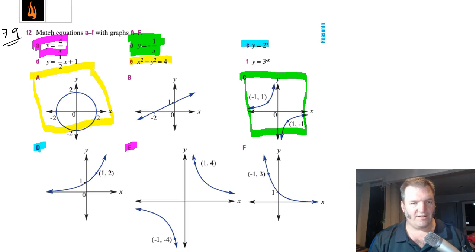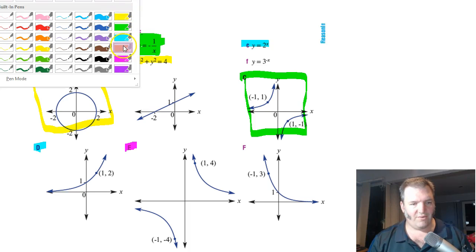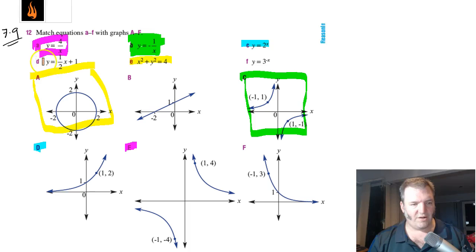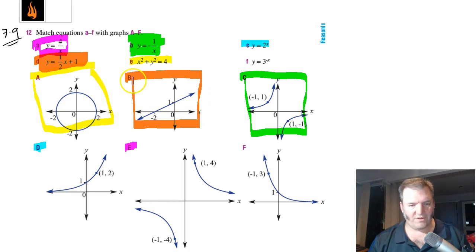We need a couple more highlighters here. There we go, let's find that one. An orange one. Y equals a half x plus 1. Oh my goodness, that's a straight line. That's way back to grade 8 and 9 maths. Gradient of a half, up 1, across 2, plus 1, really easy.